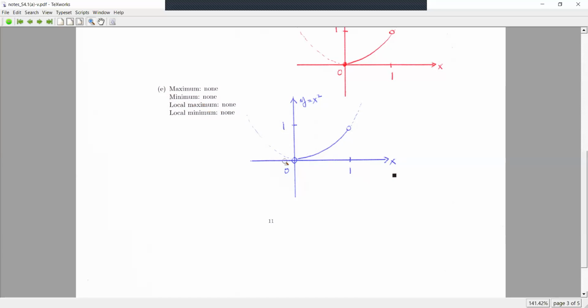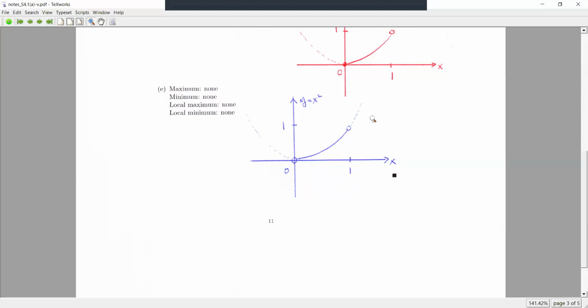Minimum, yeah, this point is a minimum, but not part of the portion that we are considering. So the answer is no minimum function value. Local maximum, this point, no local maximum. And also no local minimum. Yeah, both these two points are not part of the graph that we are considering.